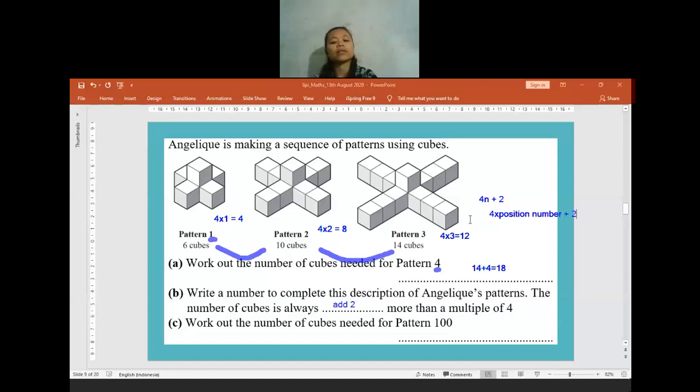After that, because this is pattern 100, it means the n or the position number will be equal to 100. So we will have 4 times 100 plus 2, which is equal to 402. Is there anyone having any question? No question?